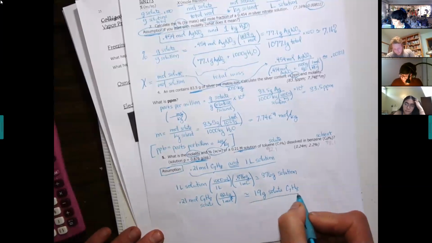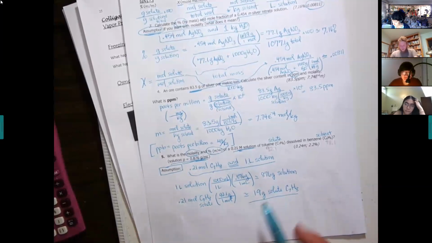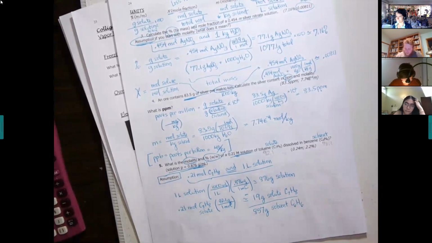So my question for you, how much solvent do I have? Well, the solute plus the solvent gives you the total. So if we take the total and subtract the solute, we'll get what, 857 grams? And that must be of the solvent, which is the C6H6. So now we can solve.